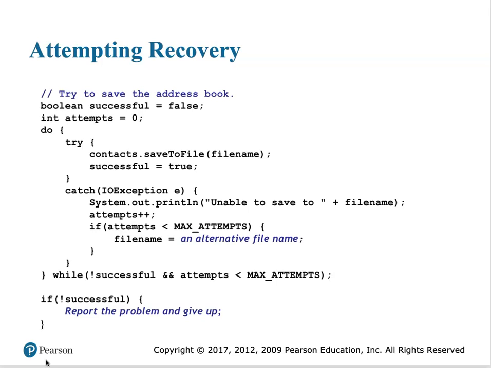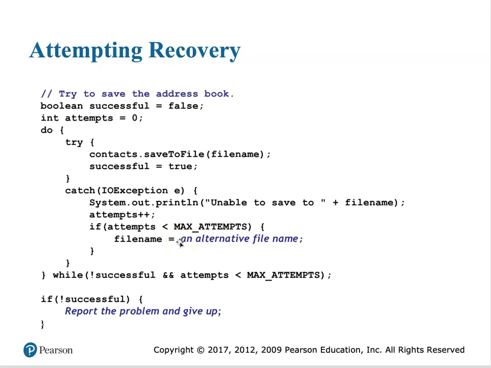But what if it doesn't work the way we want it to? Okay, we try to save to file. It throws an exception. Whoa, something's wrong. Okay, we can catch that exception. I'm going to catch the IO exception. I will print out unable to save to the file name we used. I will increment attempts. And if attempts is less than max attempts, I will do something over here which is just pseudo-coded in to set the file name to be something different.